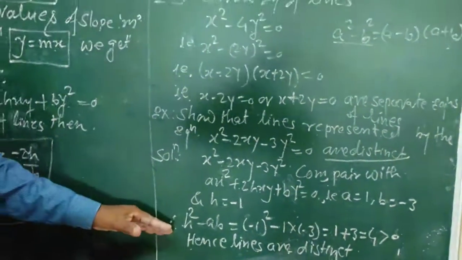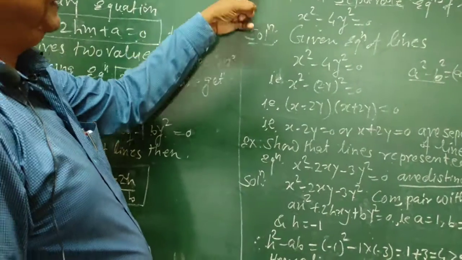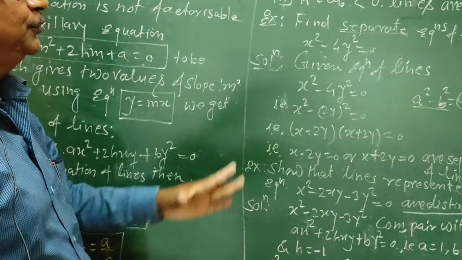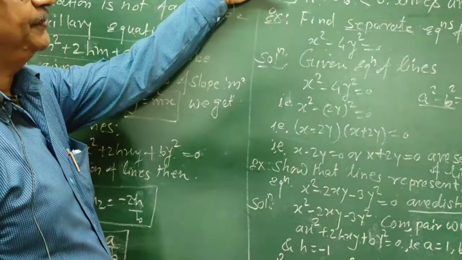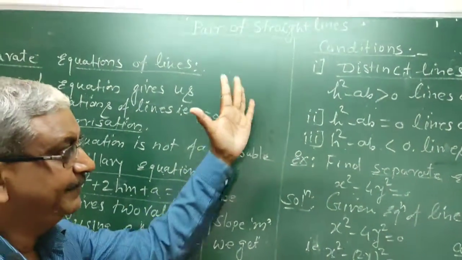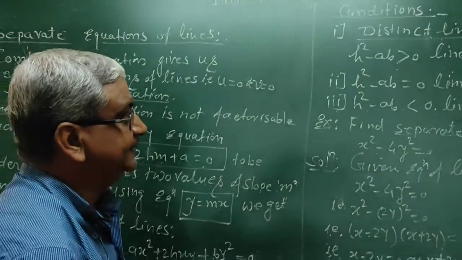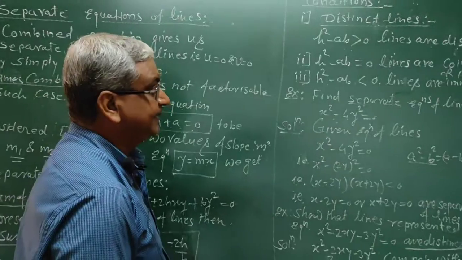So in this way we can apply the different conditions to show whether the lines are distinct, coinciding or imaginary. So in the next lecture we start with more examples.